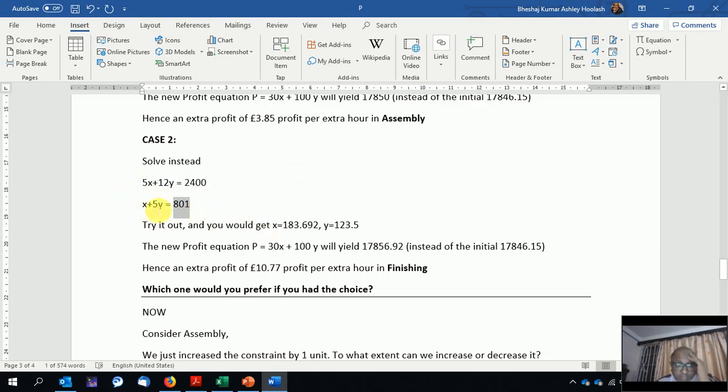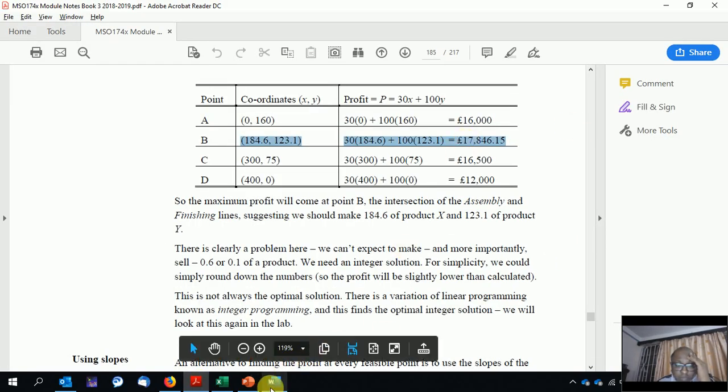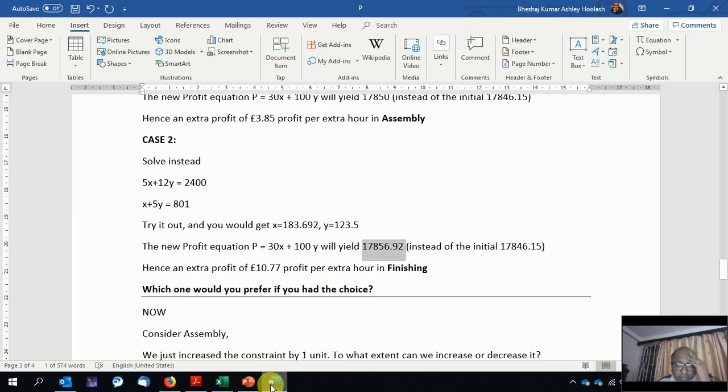So again, solve simultaneously, I get this answer, substitute in the profit equation, and it will now give me a new profit. Compare that to the previous profit, and you will get the extra profit per hour that you can make if 1 extra hour was given to you for the finishing, right? So that would have been £10.77 per hour.